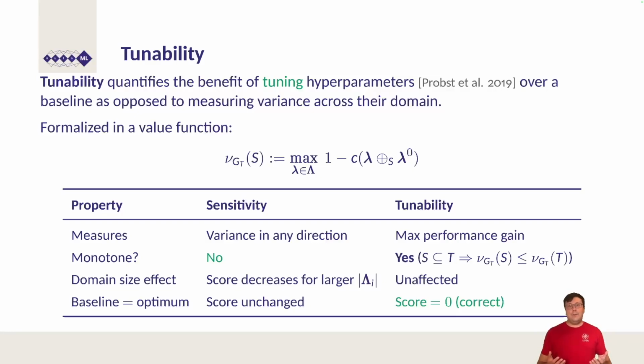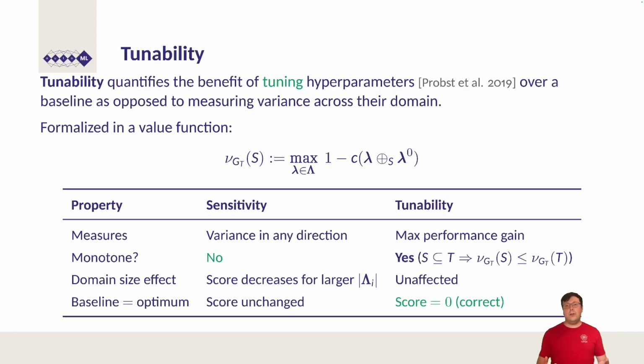The second game, tunability, formalizes the benefit of tuning rather than sensitivity, following Probst et al. The characteristic function of a coalition S is the best achievable performance when the hyperparameters in S are optimized and the remainder are held at the baseline value, a maximization inside the value function. The contrast with sensitivity is sharp. Sensitivity measures variance in any direction. Tunability measures the maximal possible gain.